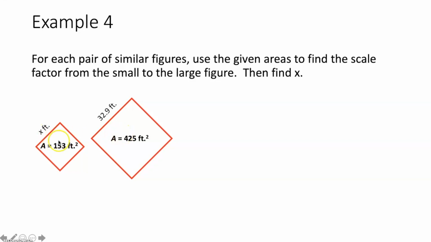Well, since we're given the areas of each of these figures, we're going to start by creating the ratio of the areas. And remember the ratio of the areas, since we're going from small to large, we're going to put the area of our smaller quadrilateral over the area of our larger quadrilateral. We then simplify that down, we end up getting the ratio of the areas is 9 over 25.